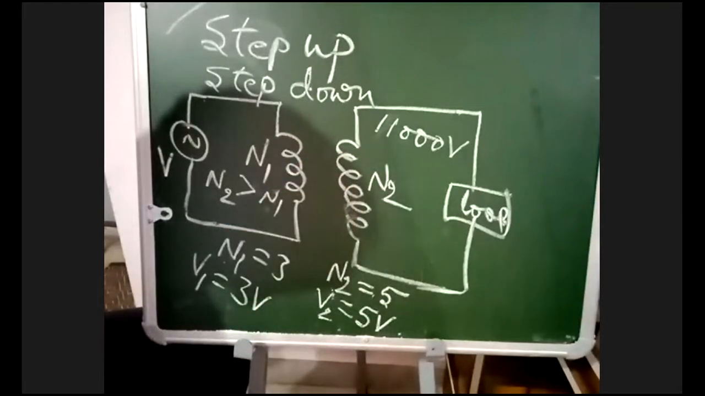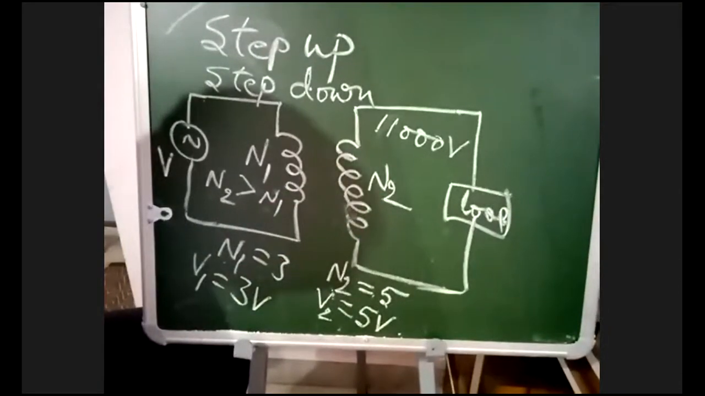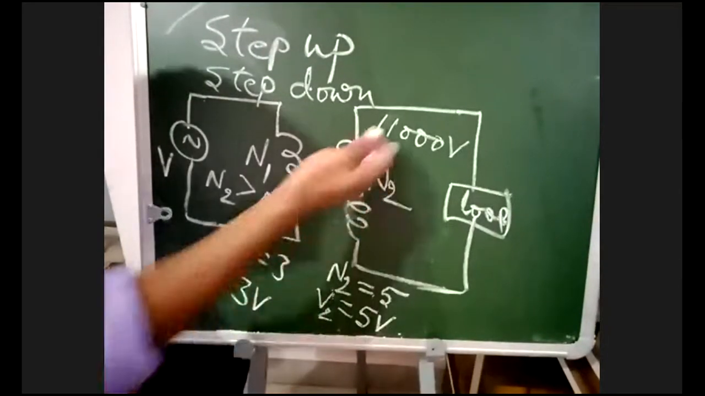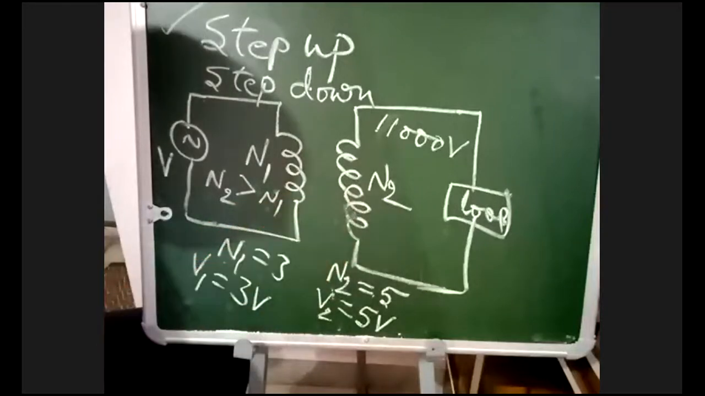The transformer will be overloaded because the transformer's maximum capacity is 11,000 volts, but your load is more than 11,000 volts. That's why some spark will occur in the transformer. Sometimes the transformer winding will burn out. Inside the transformer, the winding is there. What is that winding? Primary winding and secondary winding.